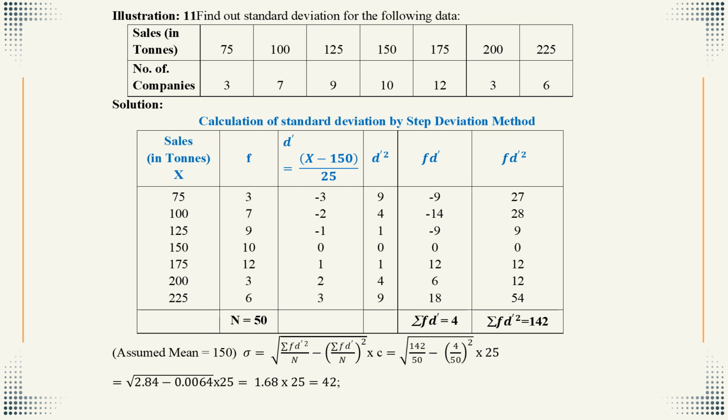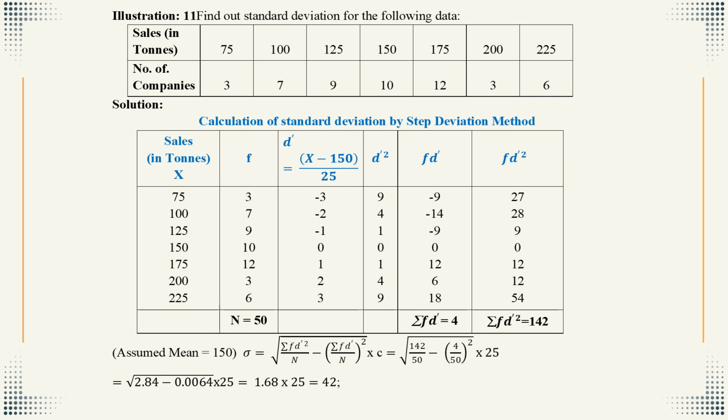Then f d square should be calculated. d square is 9, then 3 into 9 is 27. 7 into 4 is 28. 9 into 1 is 9. Then 0. Then 12 into 1 is 12. 3 into 4 is 12. 6 into 9 is 54. Then the total of it is 142.